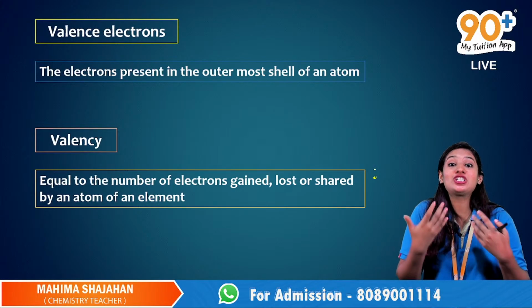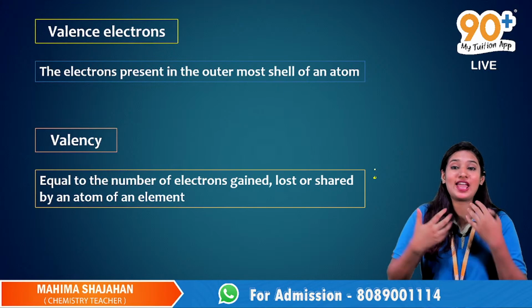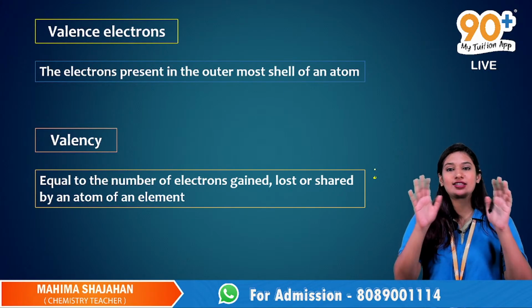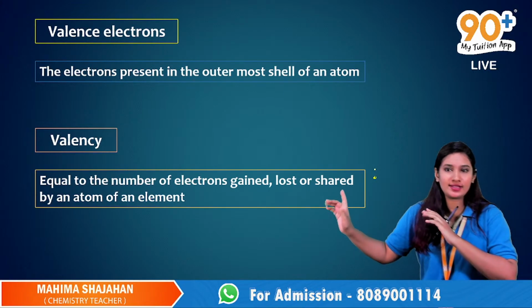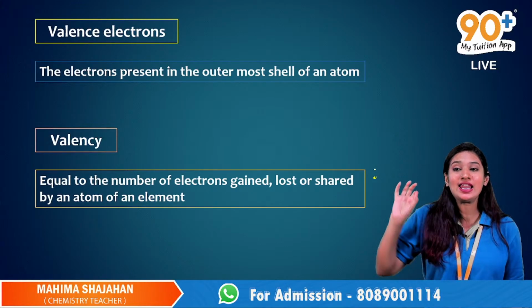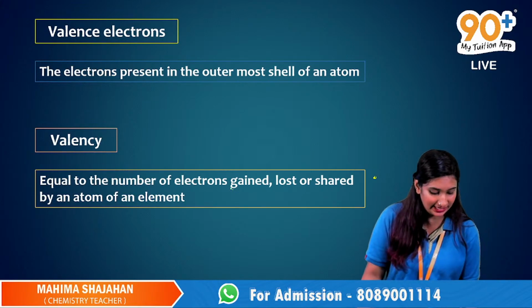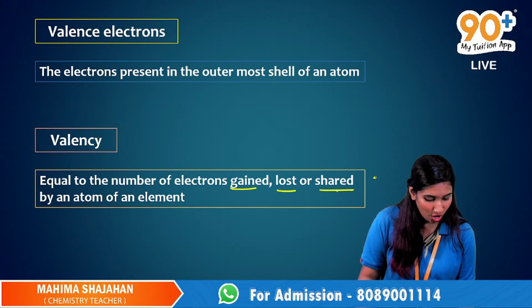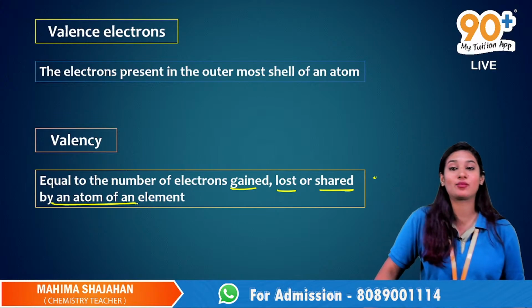About the reactivity of an element. How reactive is that element? Just read the definition first and then we'll come back to it. Valency is nothing but the number of electrons gained, lost or shared by an atom of an element.